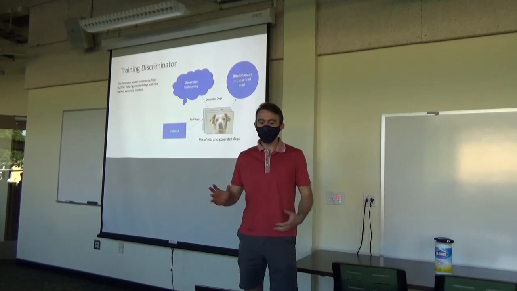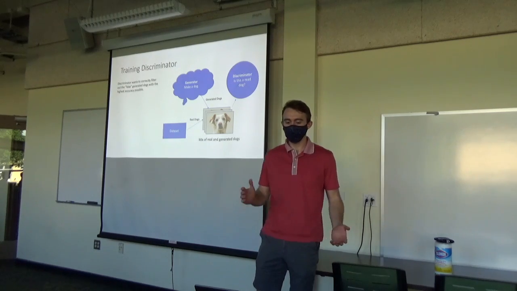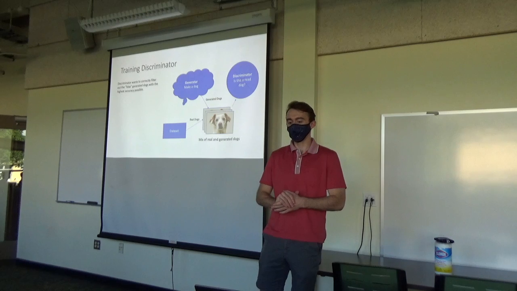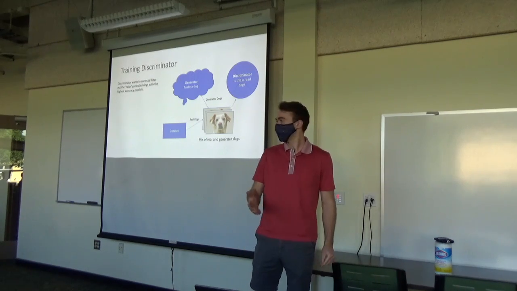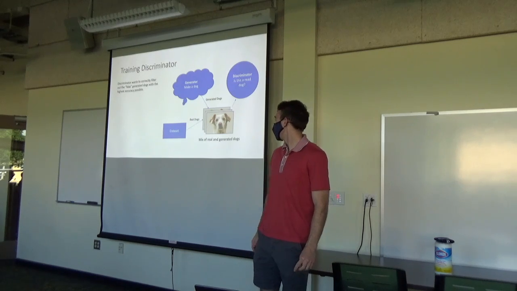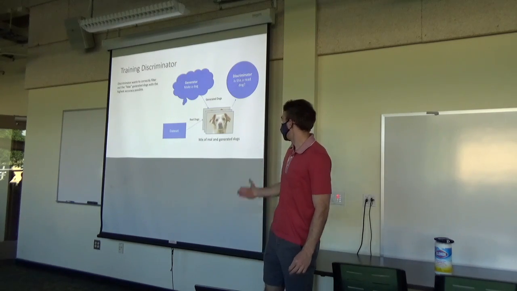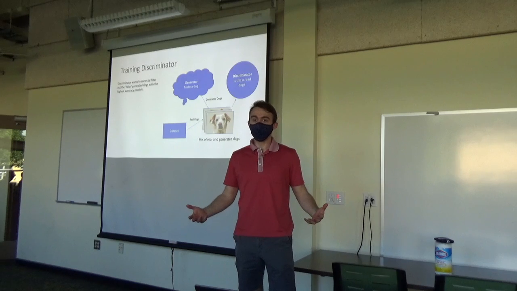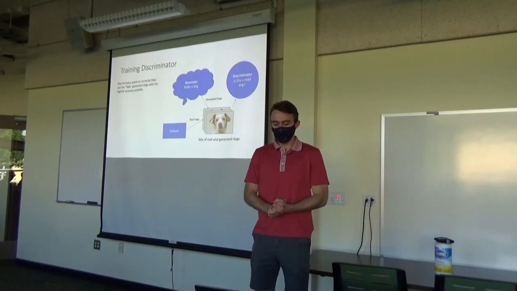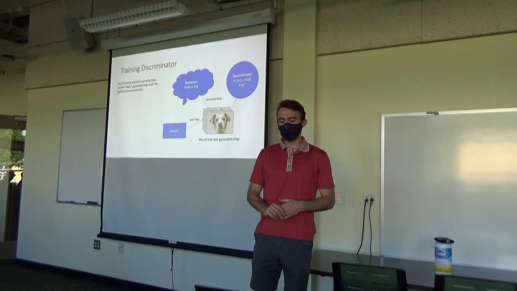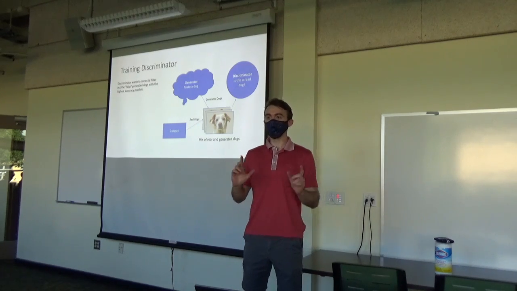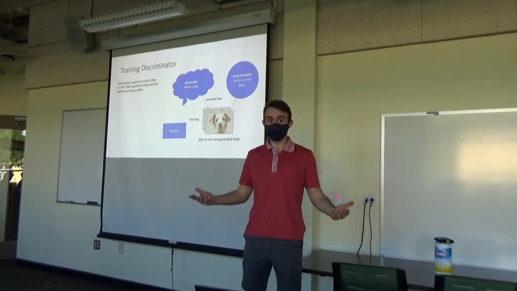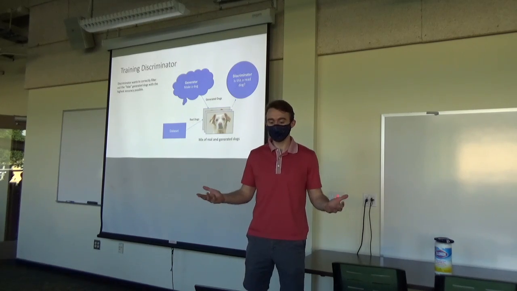All right, let's walk into the training steps here. So the first step in training a GAN is training the discriminator. In our example, we're going to make a GAN that will create an image of a dog from just random noise. So when we're training the discriminator, what we do is pass random noise to the generator, and it creates its best representation of dogs thus far.